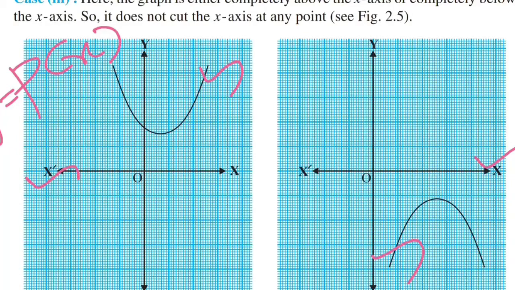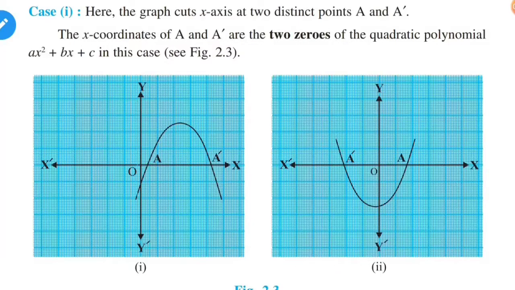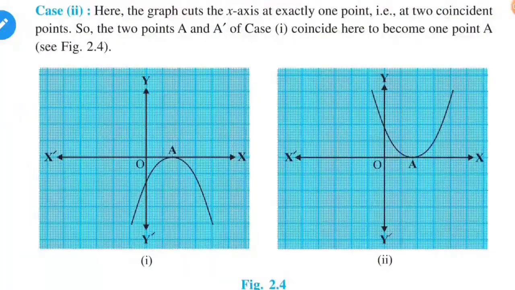So from this we can understand that there is no zero. The polynomial equation y equal to p of x has no zero in this case because there is no intersection with the x-axis. In first case we were having two zeros because two intersecting points. In this case the quadratic polynomial has two zeros. In second case the graph intersects the x-axis at only one point. So it means the quadratic polynomial p of x in this case has only one zero because only one intersecting point.